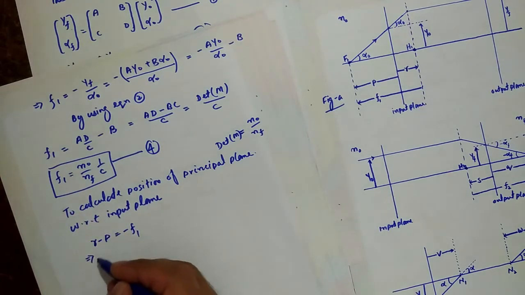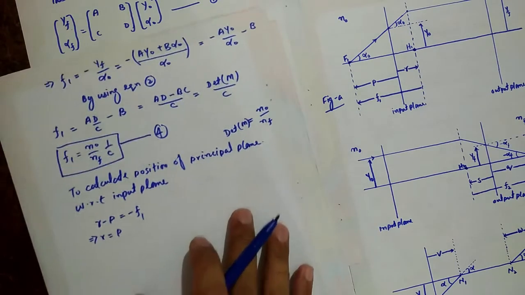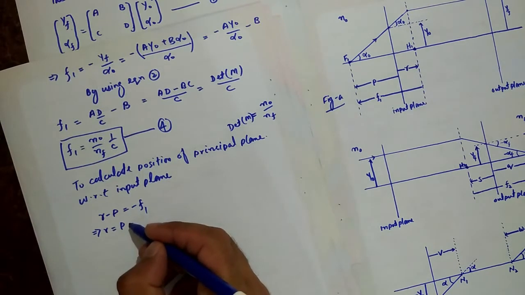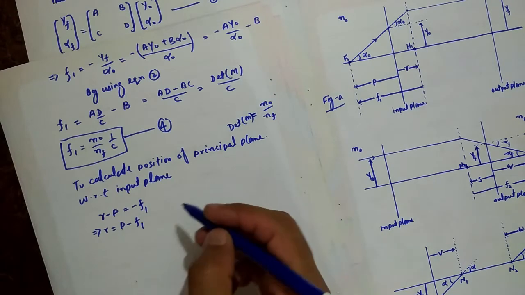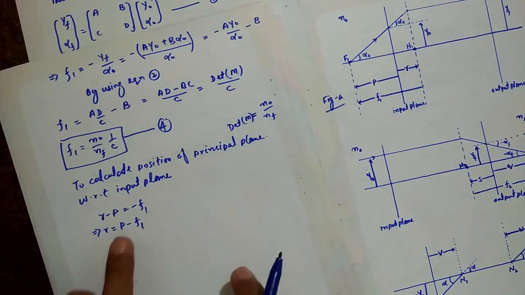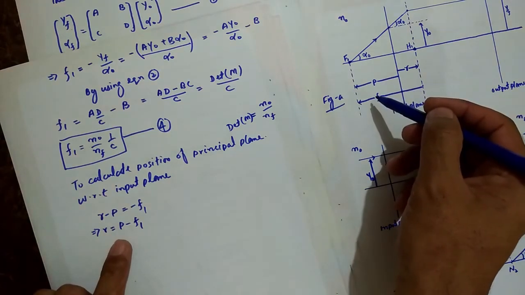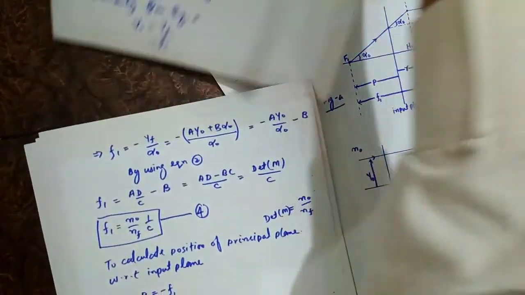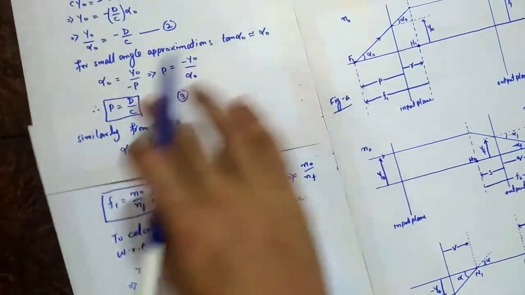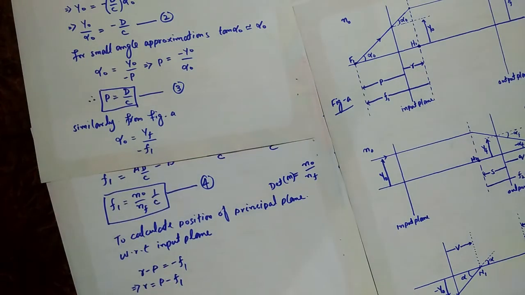Therefore r will be equal to p, because when it is brought to the right it will become positive, p minus f1. And now we have calculated p distance and f1 distance. So substitute those equations, which is equation number 3rd and 4th. This is p and this is f1. Clear?